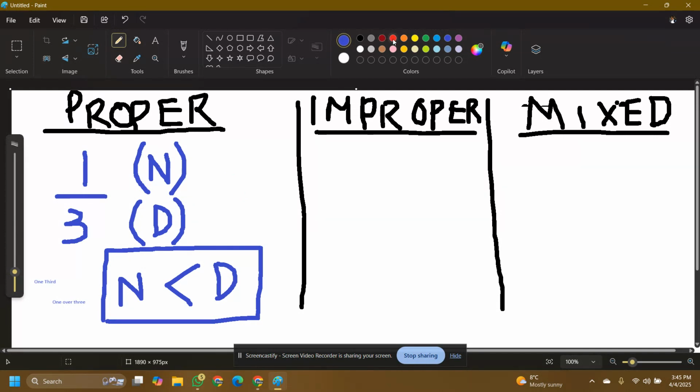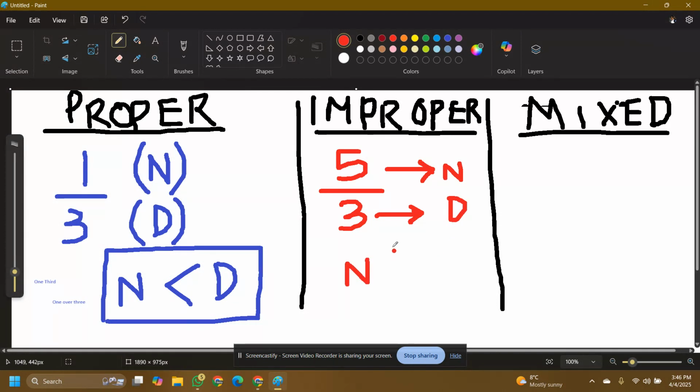Now, I come to the next fraction, which is called the improper fraction. By now, you have understood that it is just the opposite of proper fraction. Improper fraction is a fraction where the numerator is more than the denominator or greater than the denominator. I have a fraction over here, 5/3, where 5 is the numerator and 3 is the denominator. So the numerator is more than the denominator, and it is called an improper fraction.